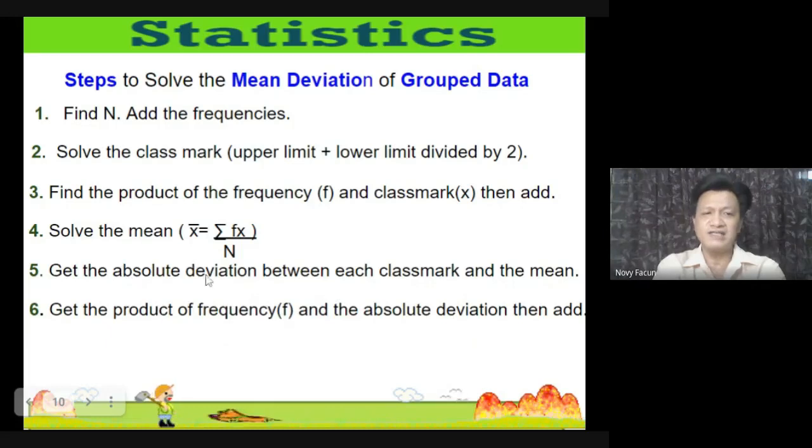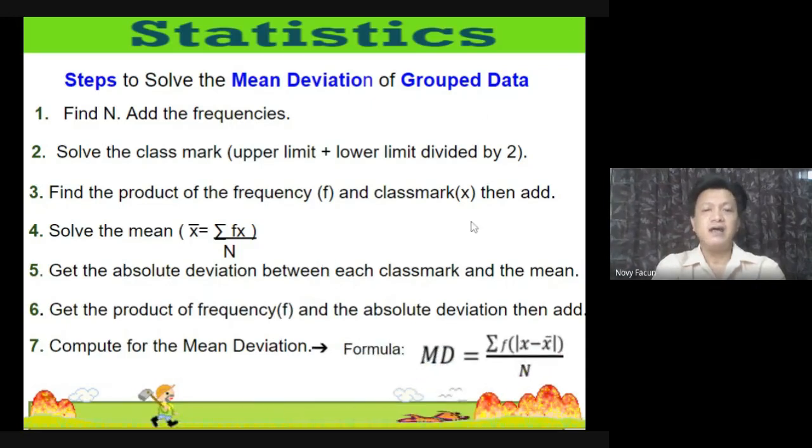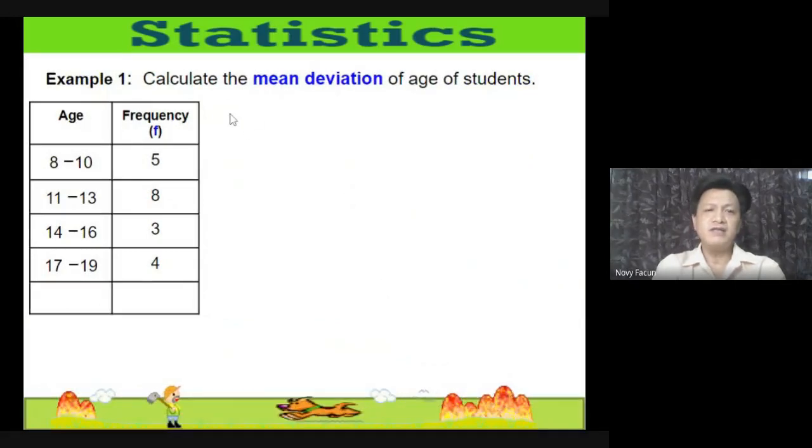At ibig sabihin kung ano yung nakuha natin sa step 5, i-multiply natin sa frequency. Tapos i-add natin. And then step 7, i-apply na natin yung formula for the mean deviation of group data. So that is the formula. And with that, let's apply. So calculate the mean deviation of age of students given the interval and the frequency.